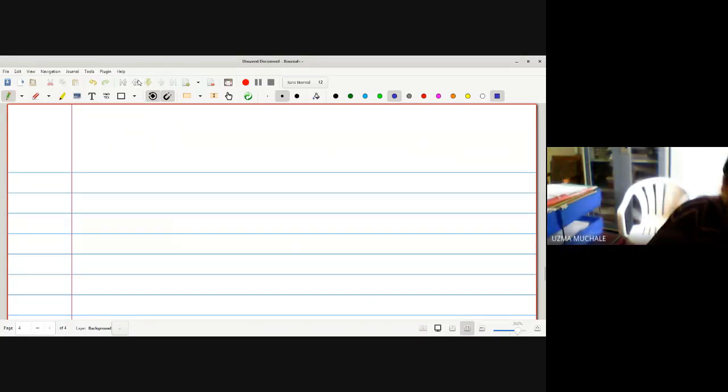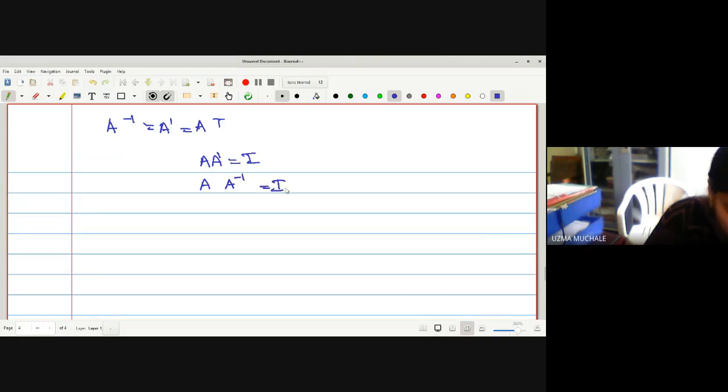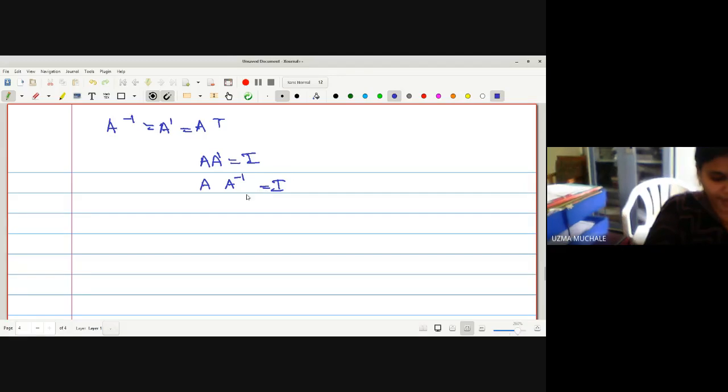Now we'll see what is the determinant of this orthogonal matrix. Just now we have proved A inverse is nothing but A dash. This A dash is nothing but A transpose. So just we have written A into A dash is equal to I. We have proved just now. A into A dash is equal to I. What is this A dash? A dash is nothing but A inverse, and the product is equal to I, identity matrix.